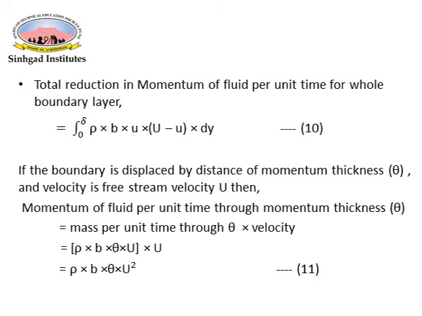If the boundary is displaced by a distance of momentum thickness theta and the velocity is the pristine velocity U, then the momentum of the fluid per unit time through the momentum thickness theta is given by mass per unit time through theta into velocity, equal to rho b theta U into capital U, which is equal to rho b theta capital U squared.